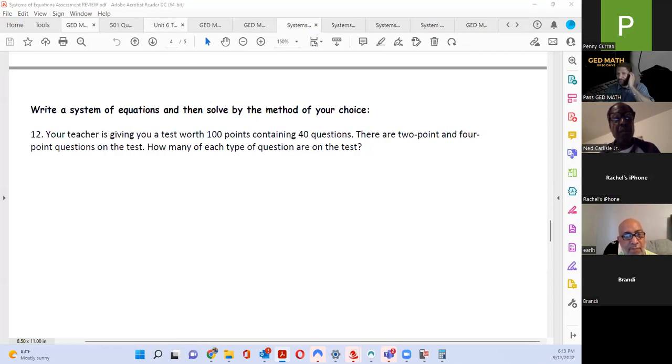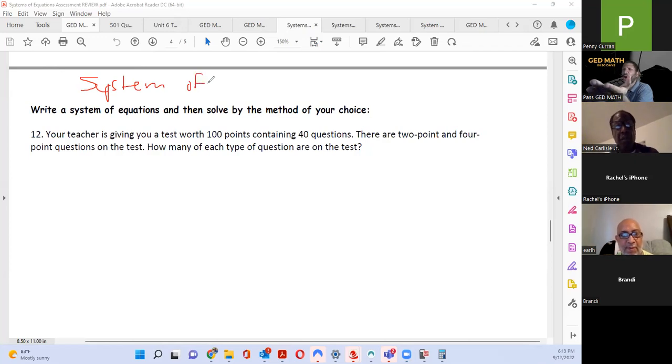Did anybody know how you would even start this problem? And again, this is a system of equations. So let me ask you a question: how do you know it's a system of equations? Do you even know that's a system of equations? Because sometimes that's the hard part, identifying what type of mathematical concept each question is. Does anybody know how you can tell this is a system of equations?